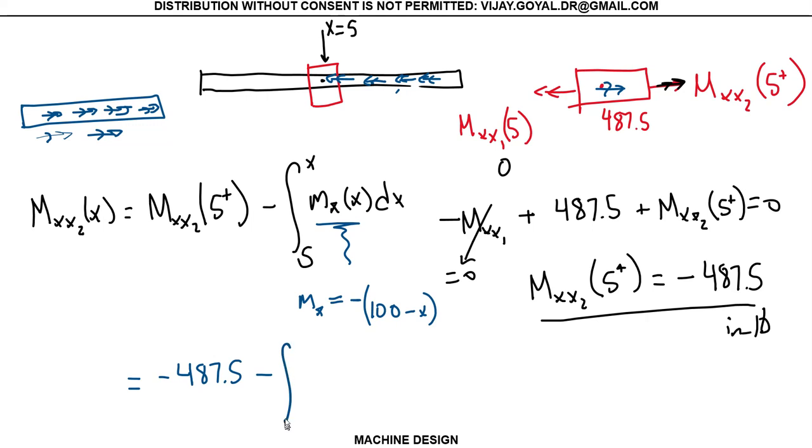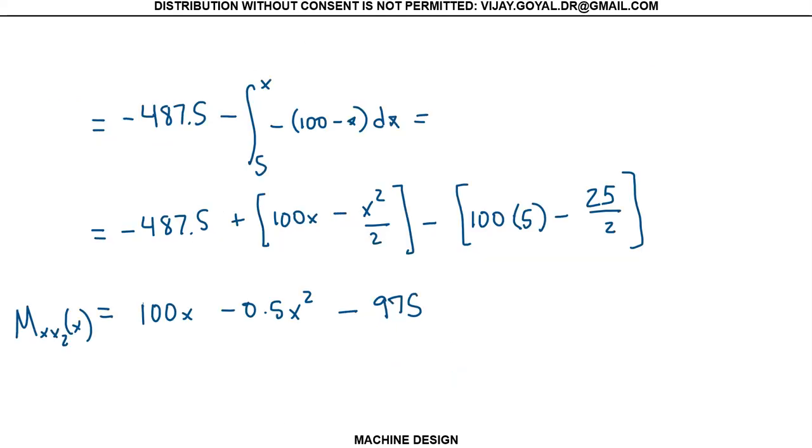487.5 minus 5 of x minus 100 minus x d of x. And we can integrate this, and you will get, after doing some math, doing your full integration, you can pause the video and write this if you want to. You find that your torque moment is equal to this.